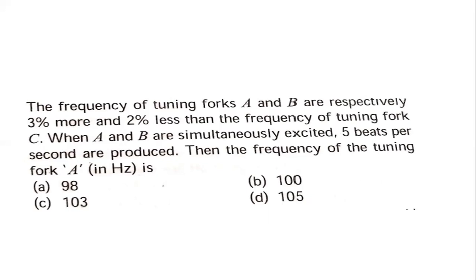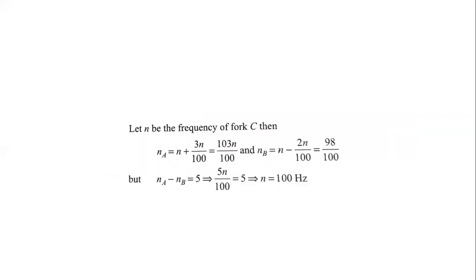Here, this is a question based on the concept of beats. You know what beats are? Beats are produced during superposition of two waves which have slightly different frequencies. The difference in the frequency itself is given in the question: A is 3% more and B is 2% less than the tuning fork C. Now let us see the solution.